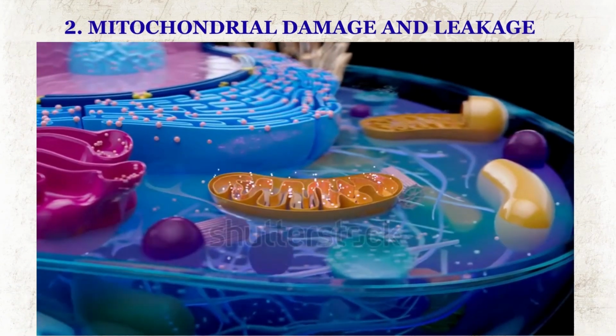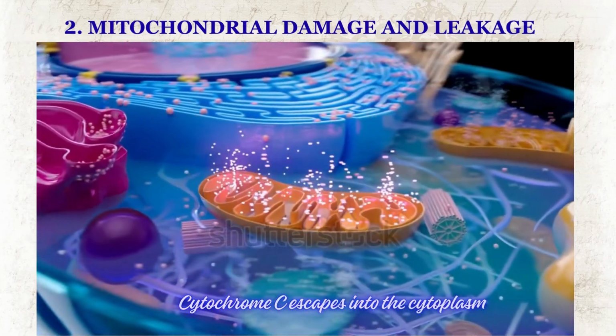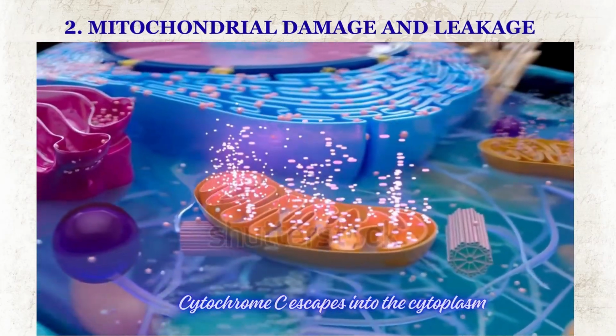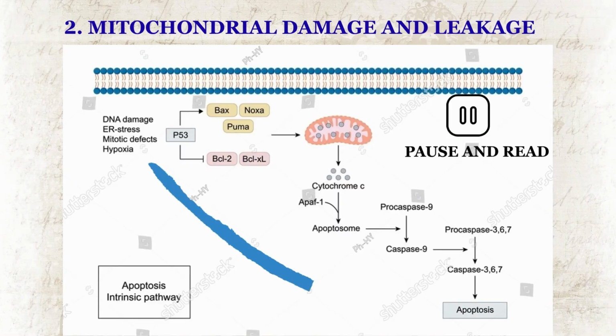Mitochondrial damage and leakage. A damaged mitochondrion is a time bomb. If its membrane leaks, cytochrome C escapes into the cytoplasm. This triggers apoptosis. We'll get to that later.